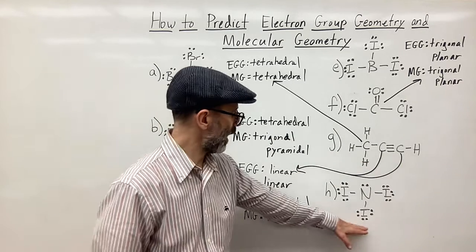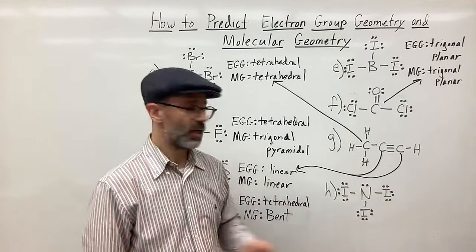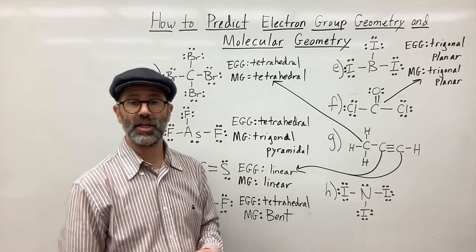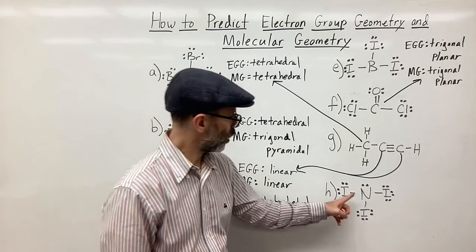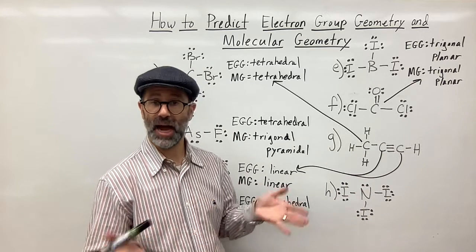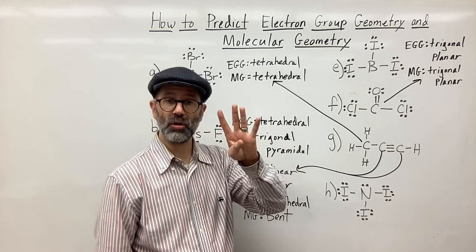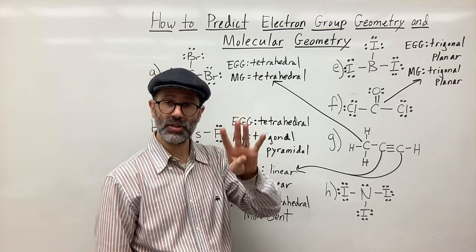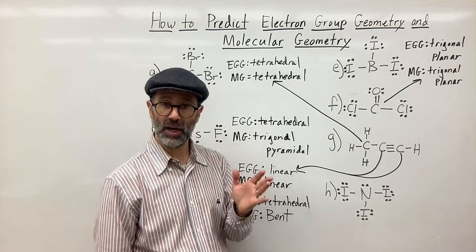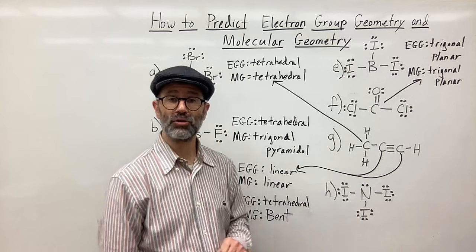And then finally, we have this one. So again, we have 1, 2, 3 bonding groups, 1 lone pair. So that's a total of 4 electron groups. So the electron group geometry will be tetrahedral. And notice that we have a lone pair. So the electron group geometry and the molecular geometry will not be the same. So when you look up on your table, total 4 electron groups, 3 of them are bonding, 1 of them is non-bonding or lone pair. When you look that up, you'll find that the molecular geometry will be trigonal pyramidal.